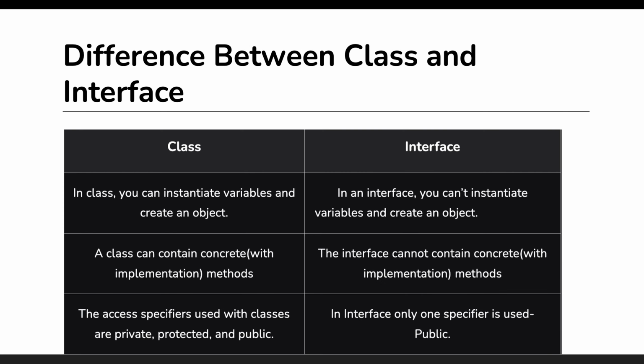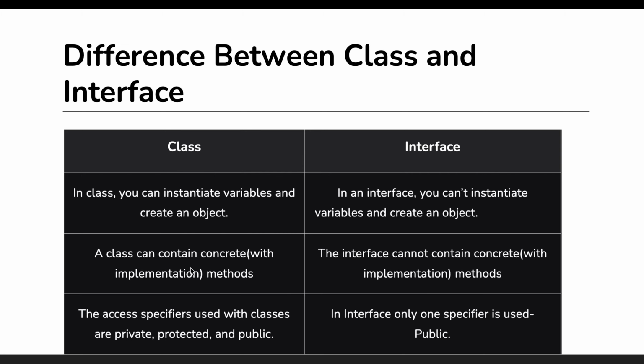Now let's see what the differences are, like what things we can define inside the interface and what things we can define inside the class, and how they differ. In the case of the class, you can instantiate the variable and create the object. But in the case of the interface, you cannot instantiate the variable and create the object, because an interface can contain only pure abstract methods. It does not have any implementation. So Java does not allow creating an instance.